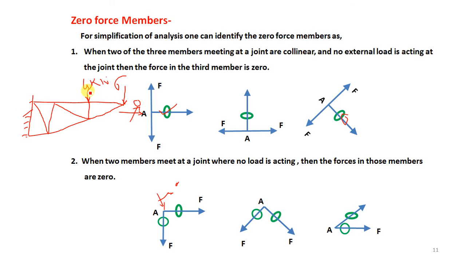In that case also you are able to find out the zero force member. If this vertical force is there, this force will be balanced by this member. So these two are, we can say, zero force members.